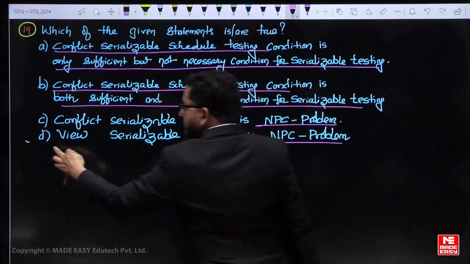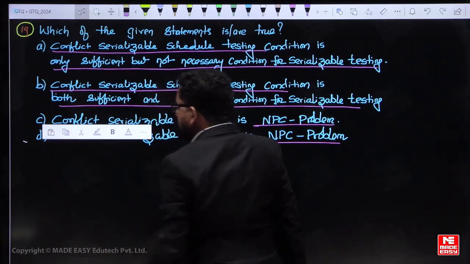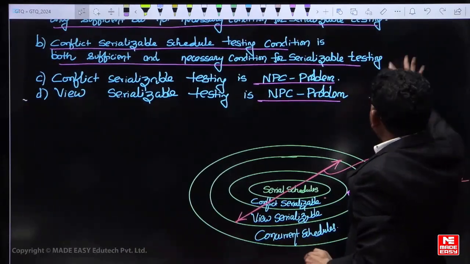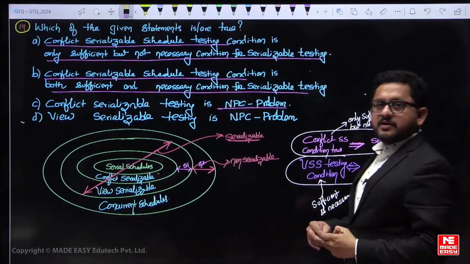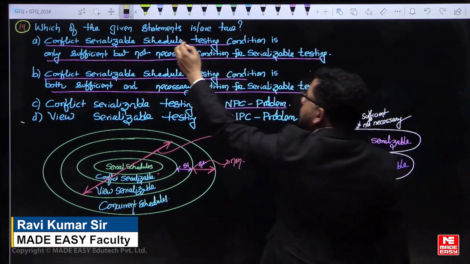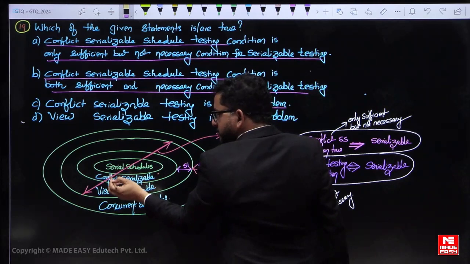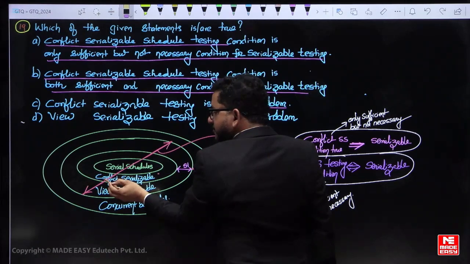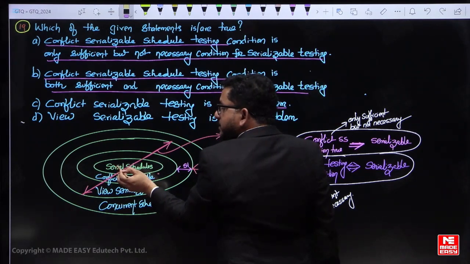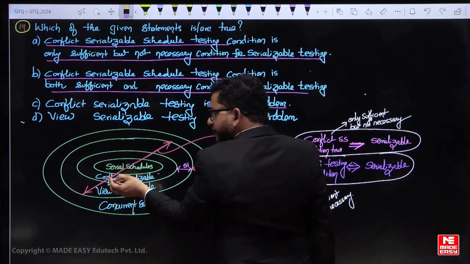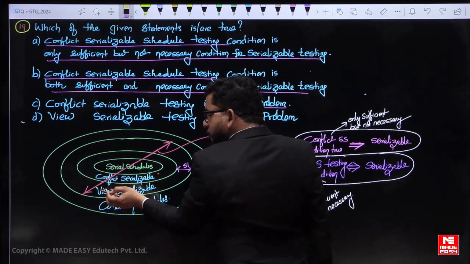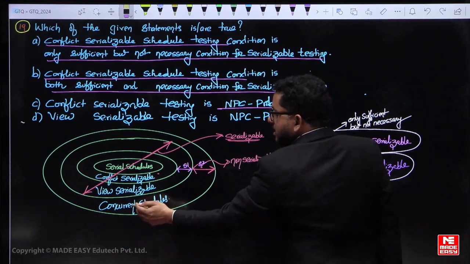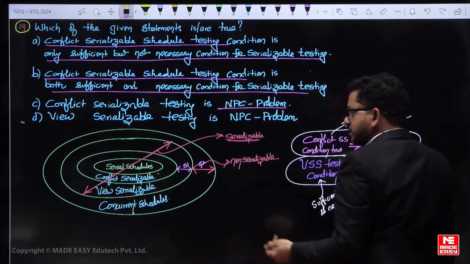Now let us see the expressive power diagram related to conflict serialization, view serialization and overall serializability. See the expressive power diagram of conflict serialization. Serial schedules, next conflict serializable schedules, a superset of serial, meaning every serial schedule is conflict serializable. A conflict serializable schedule may also be non-serial. Every conflict serializable schedule is view serializable. A schedule may not be view serializable; it can be a non-serializable schedule, meaning the concurrent schedule is the superset of view serializable.